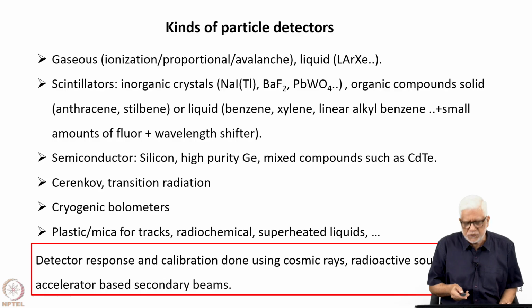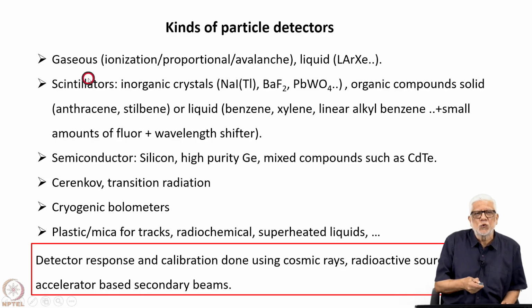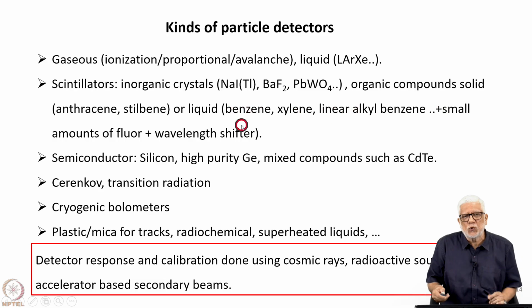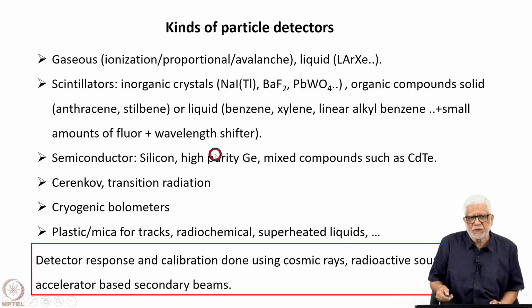What are the kinds of particle detectors? Well, you have gaseous detectors, and this includes ionization, proportional, avalanche, liquid. This is just a sample of some of these detectors. You also have the TPCs, the time projection chamber. You have scintillators, and then there are broadly two types: inorganic crystals such as sodium iodide, thallium doped, barium fluoride, lead tungstate. Then there are organic compounds, both solid, anthracene and stilbene are examples of that, or they can be liquid scintillators, which are based basically on benzene, xylene, linear alkyl benzene, and so on. But they also have to have a small amount of fluor and a wavelength shifter.